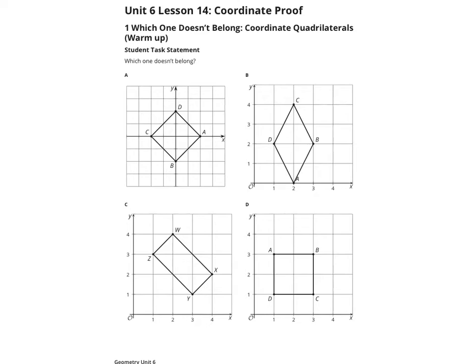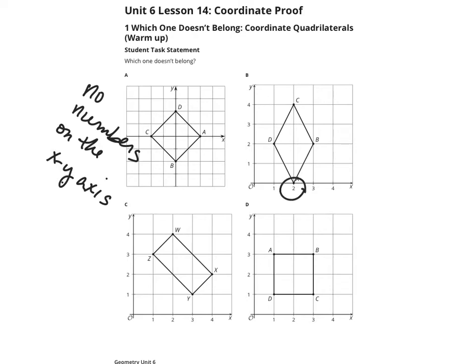Okay, lots of different answers here. If I look at A, it's as silly as there are no numbers on the XY axis. I know it's a silly one. It looks like B, C, and D are all in the first quadrant, which is cool, right? Let's see. Here, got something touching the x-axis. Maybe that one doesn't belong.